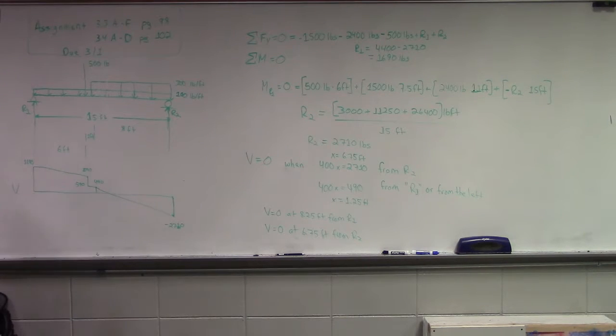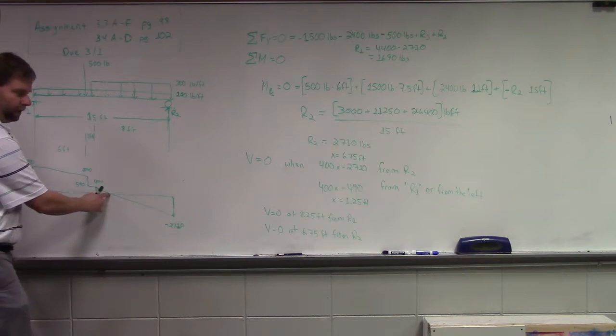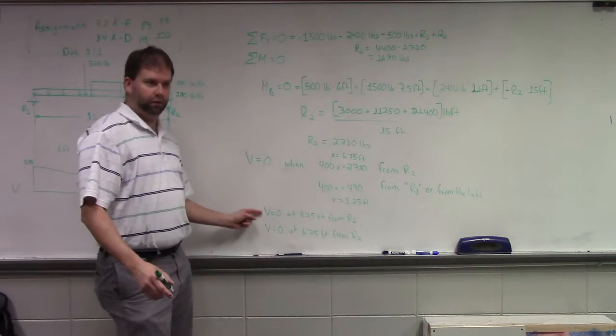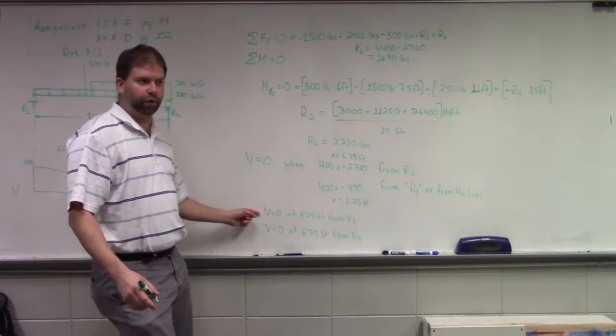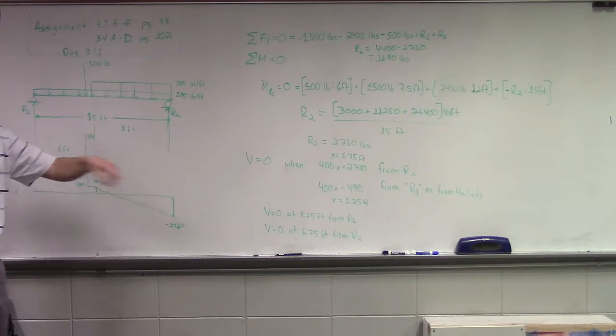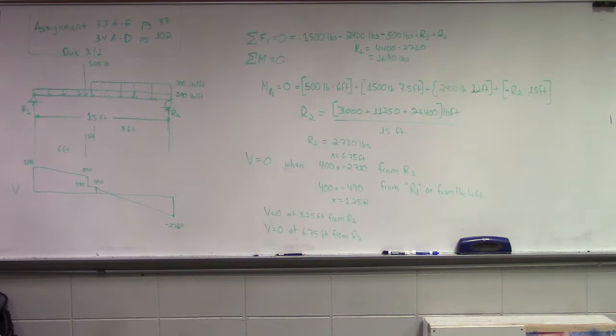So when we go to draw our bending diagram, where is one place that we know we have to calculate our value of bending? Where it crosses, 8.25, right here. At x equals 8.25 if we're going left to right, or at x equals 6.75 feet if we're going right to left. Because remember, where the shear equals 0 is going to give us our maximum bending.